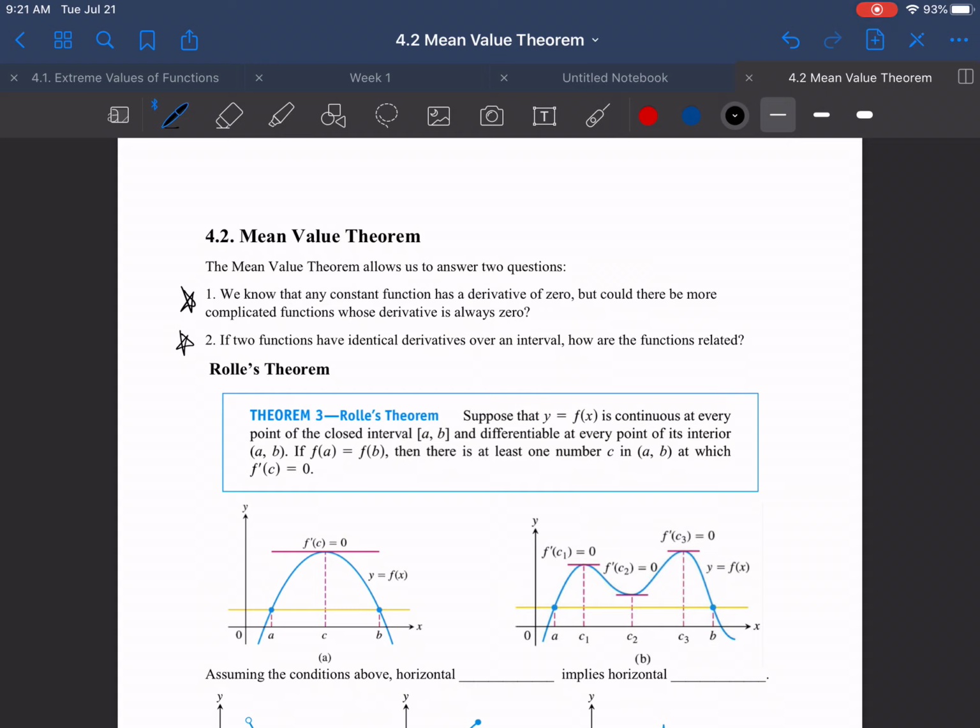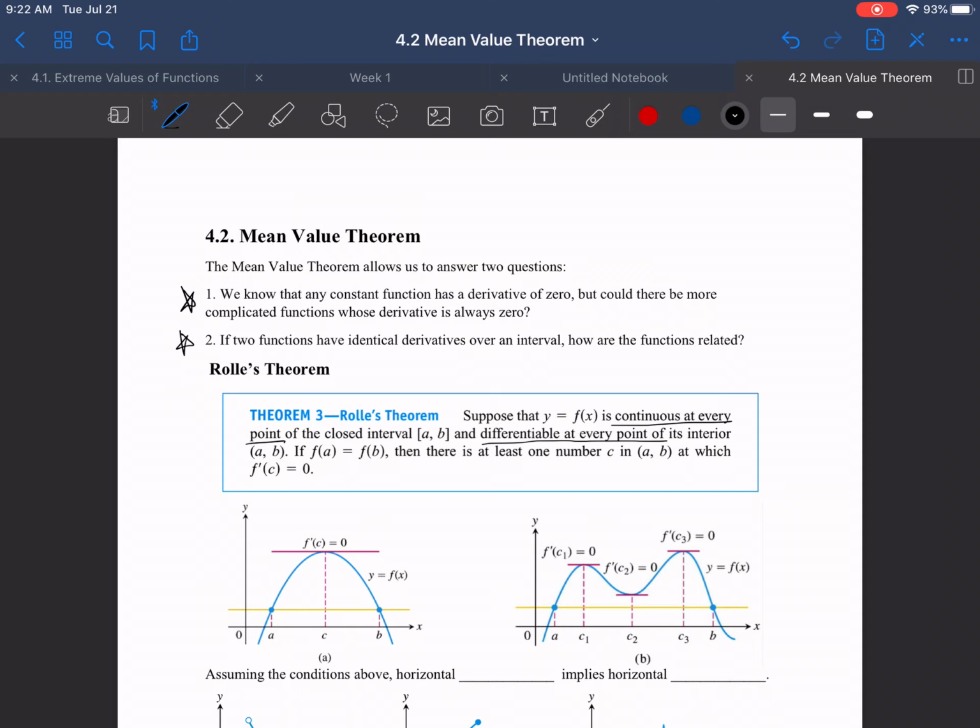All right, so let's look at Rolle's theorem. Suppose that y equals f of x is continuous at every point of the closed interval a to b, and differentiable at every point of its interior. So first, paying attention here, we have a closed interval a to b. It's differentiable at every point in that interval, and it's continuous at every point of that interval.